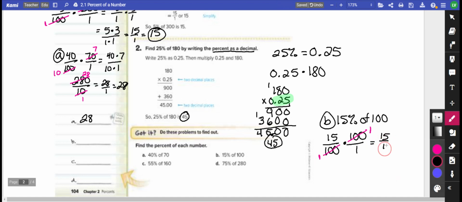So I have 15 divided by 1 times 1 divided by 1. My numerator is 15 times 1 divided by my denominator is 1 times 1. 15 divided by 1 equals 15. So letter B, the answer is 15.